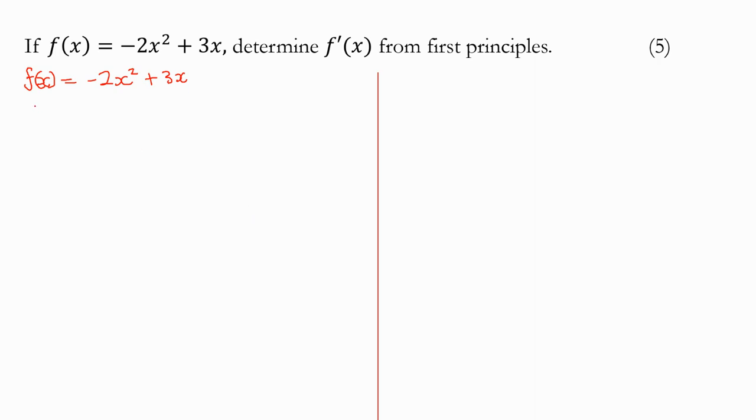Right, so the formula is f prime x is equal to the limit as h approaching 0 of f of x plus h minus f of x, divided by h. This is the formula. Okay, right. So what do you do after this?